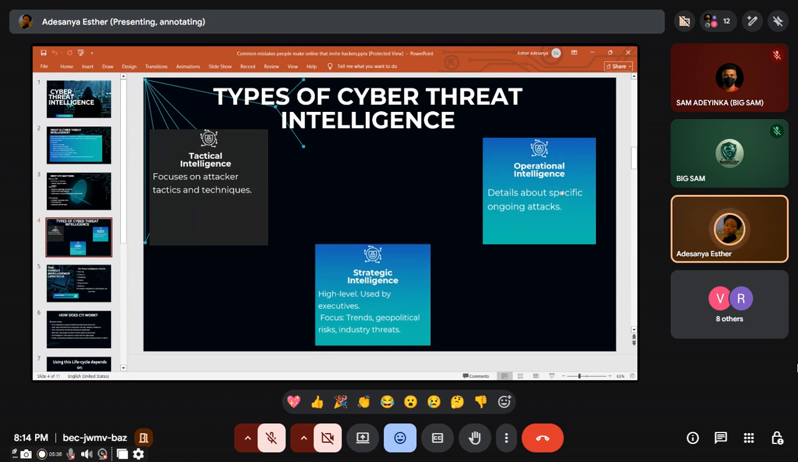And the third one, which is strategic intelligence, helps management, the top executives and all, to make and plan security budget and rules, to know where the organization stands security-wise in a few years too, and to know what to adopt, maybe a new policy or technology. It helps them to protect the organization from future attacks.